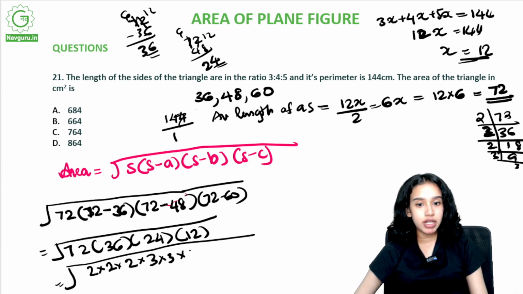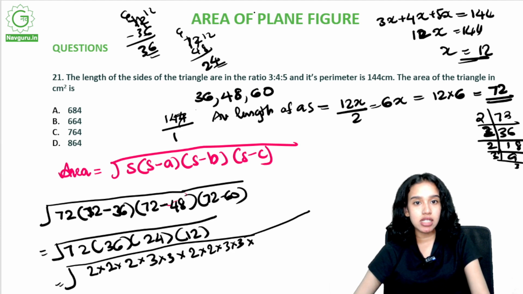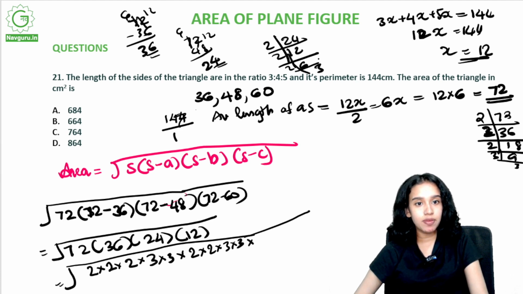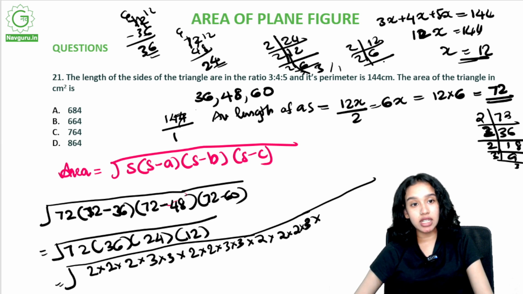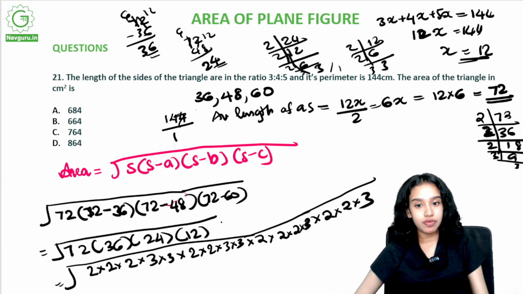Now 36 could be written as 2 into 2 into 3 into 3, right? Now 24 can be written as, 24 is here, 12. So again by 2 we get 6, by 2 we get 3. So 1 times by 3 we'll get 1. So we get 2 into 2 into 2 into 3, right? Now 12 can be written as 12 by 2 we get 6, by 2 we get 3, and by 3 again. So we get 2 into 2 into 3, right?